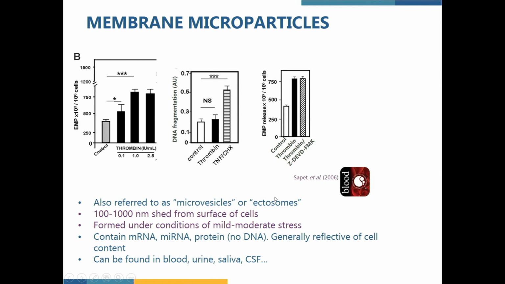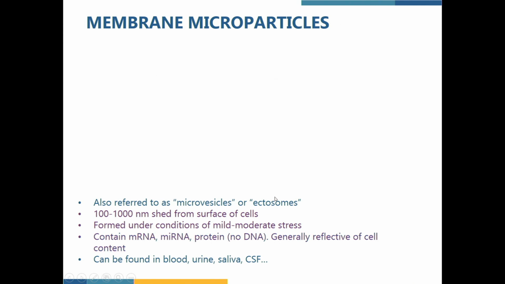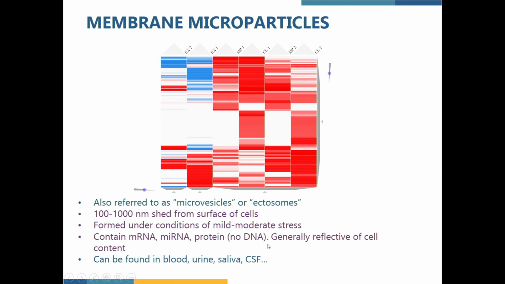Another thing that's interesting about microparticles: like exosomes, they contain microRNA, mRNA, protein. There's some debate, but most people think they don't contain nuclear material. But in contrast to exosomes, the content of these microparticles is generally reflective of the cell content.